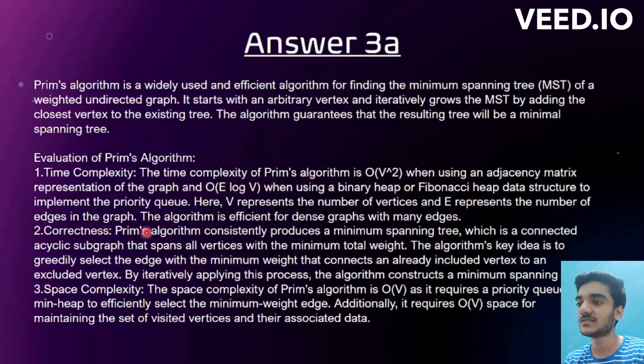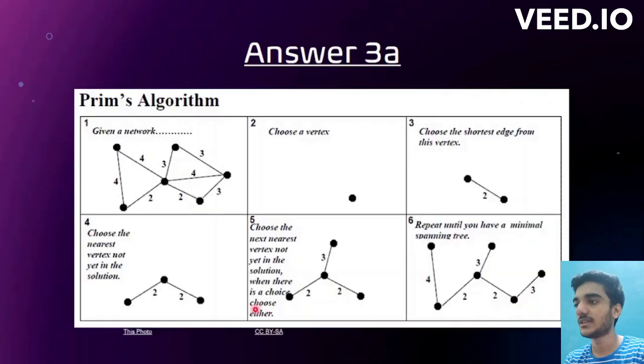Correctness: Prim's algorithm consistently produces a minimum spanning tree, which is a connected acyclic subgraph that spans all vertices with the minimum total weight. Space complexity of Prim's algorithm is O(V), which requires the priority queue or the minimum heap to efficiently extract the minimum weight edge. Additionally, it requires O(V) space for maintaining a set of visited vertices and their associated data. Here you can understand with the help of a diagram.